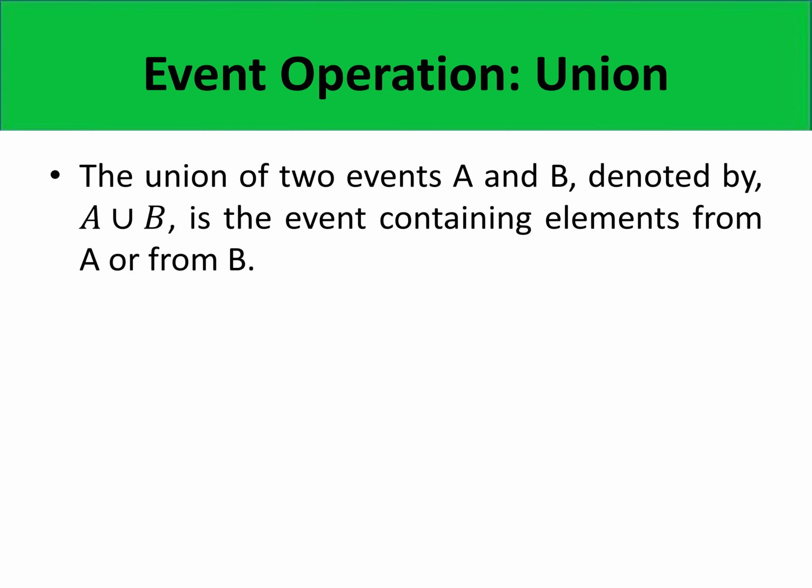Before we move to the second formula of probability, one needs to know how to operate on different events. Now, these operations are similar to the operations that you learned about sets. So first, let's have the event operation union. The union of two events A and B, denoted by A union B, is the event containing elements from A, or from B, or from both.